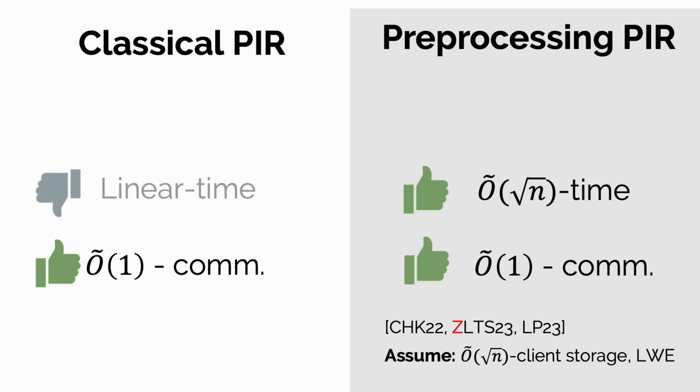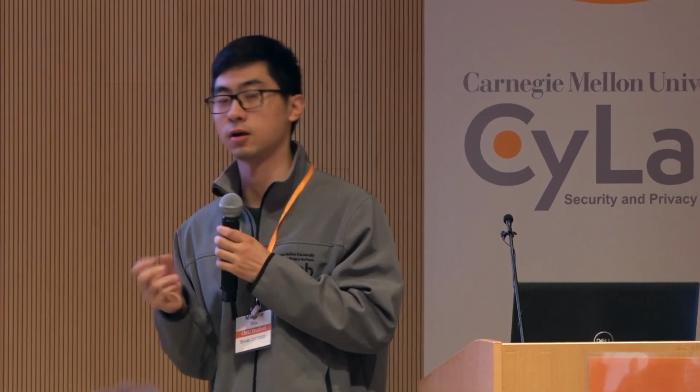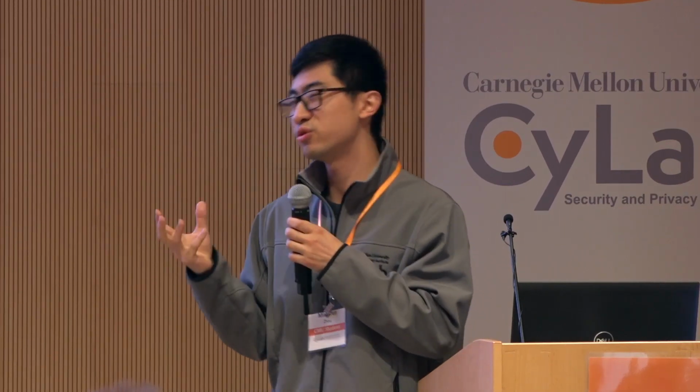They're all assuming the hardness assumption of learning with error. But the problem is, all those constructions require very, very heavy crypto primitives. They have monstrous constants, and there's no implementation so far. Because they are using those very hard crypto primitives, there's no known implementation even for those underlying building blocks, so there's no implementation for those schemes.